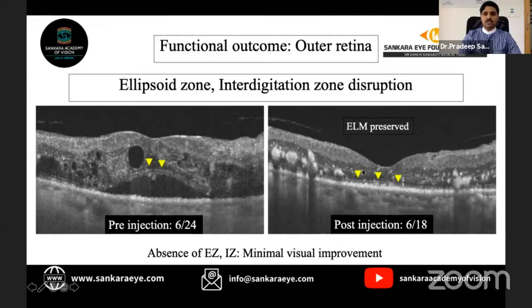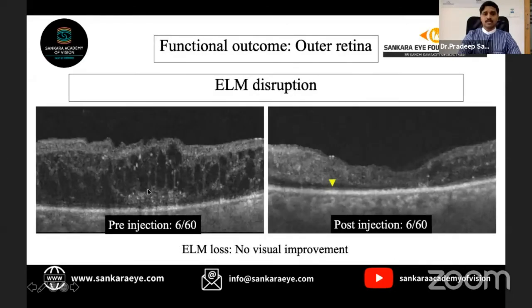Post-treatment, there is a resolution of macular edema, and we can see that the external limiting membrane is preserved, but the ellipsoid zone is disrupted and the interdigitation zone is disrupted. So in this case, the visual acuity improvement was minimal. Whereas in this case, we can see that both the external limiting membrane and ellipsoid zone are disrupted. Though there is complete resolution of macular edema, there is no improvement in visual acuity.